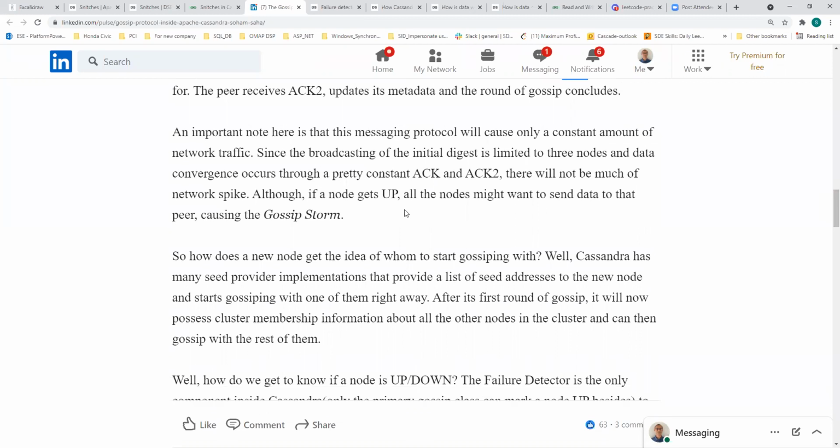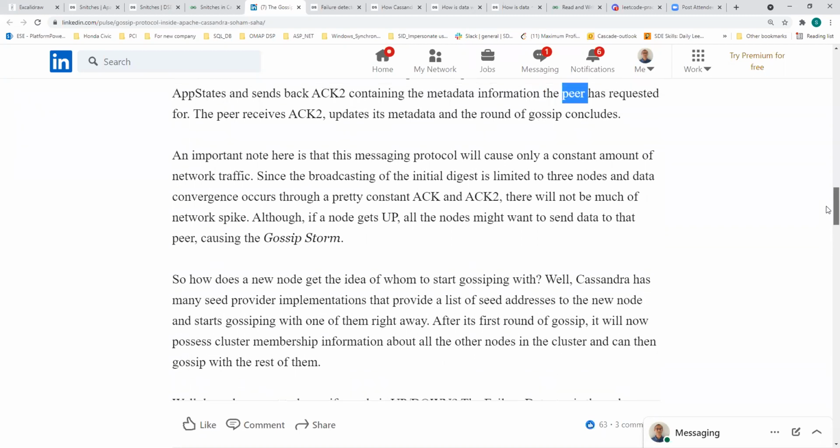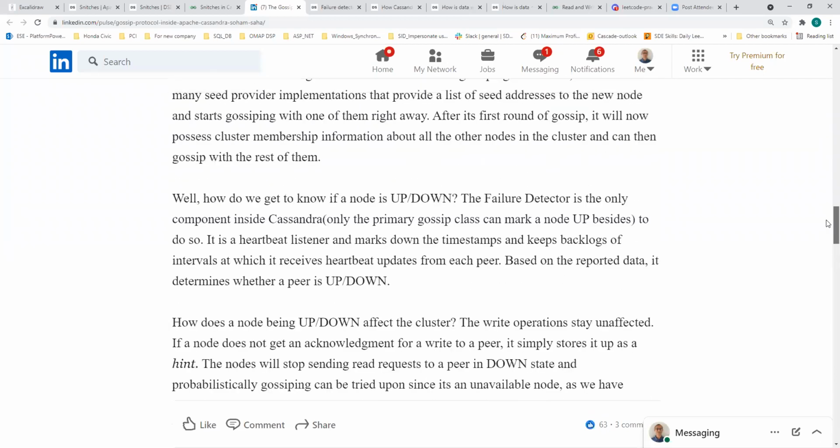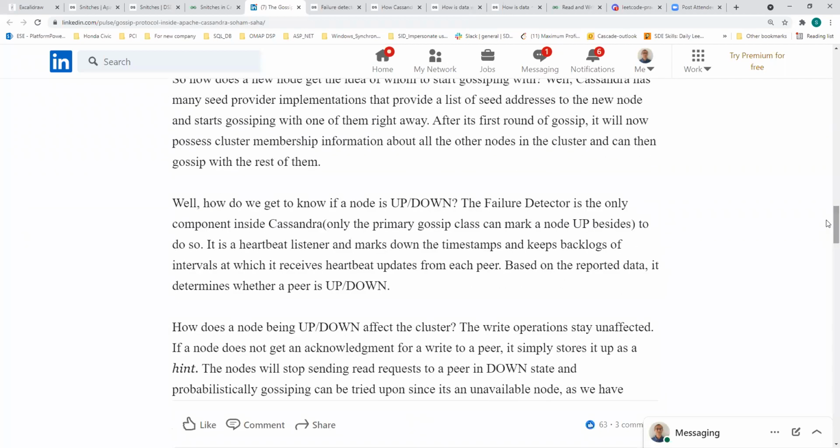And then they talk about the gossip storm also, like in case a node goes down and comes up, then there will be a lot of nodes sending requests to the node which is coming up. So how is that handled? That is what is being discussed here. I think those things are fine to be discussed, but so this is what it is.